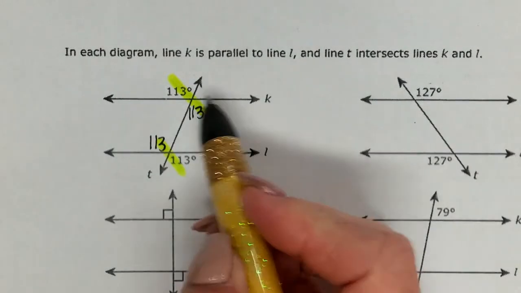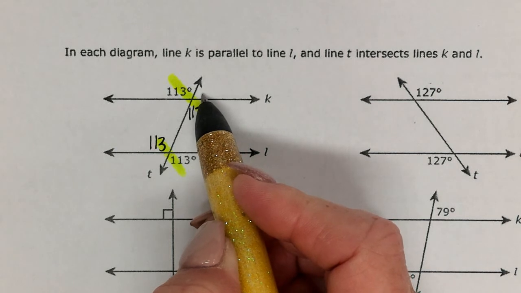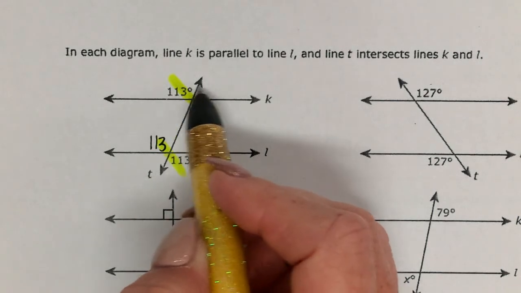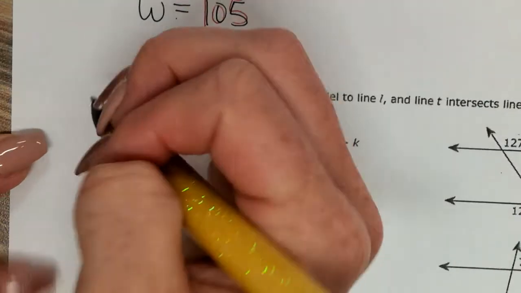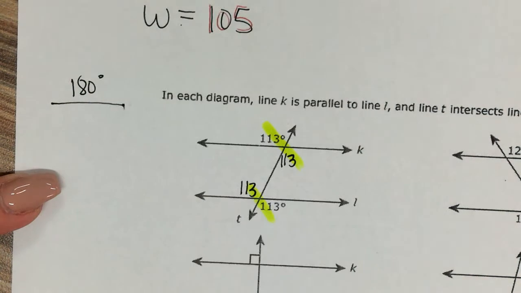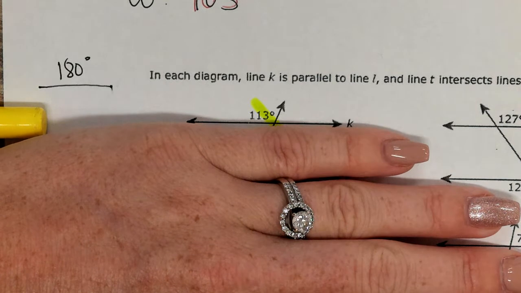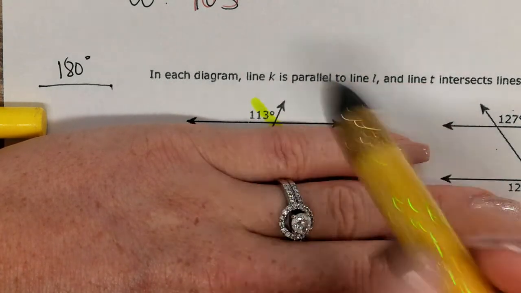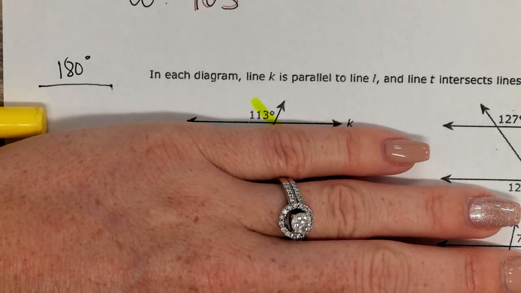But what if I ask for this angle? Does anybody remember? We know that a straight line has a measure of what? 180 degrees. Write that down. A straight line has a measure of 180 degrees. So everybody look at this. Is that right there a straight line? Yes or no? So that means this and this together have to equal 180 degrees.